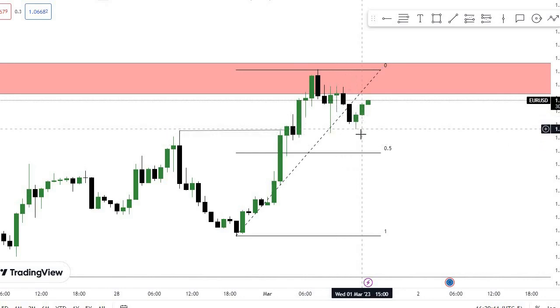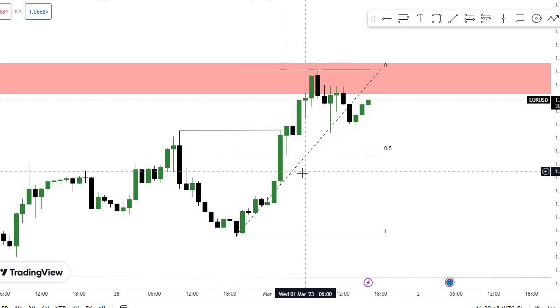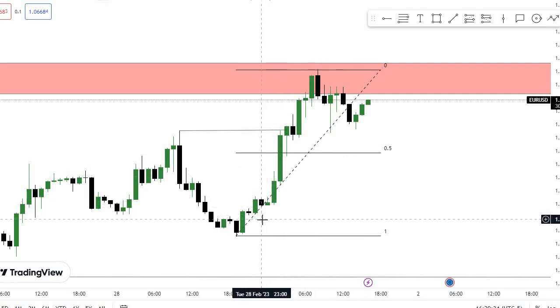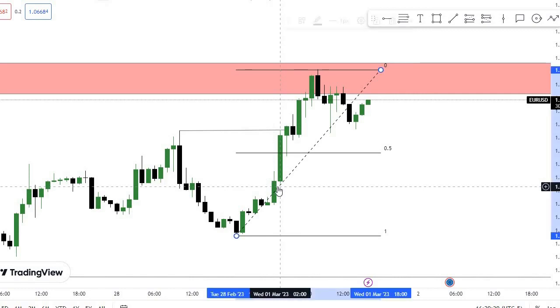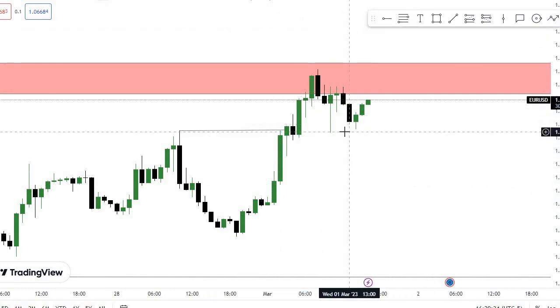Once I get short, I will be targeting at least this fair value gap here, because it is below the 50%. If I see a valid entry, I will get to here, this particular price range. So this is what I'm looking at. I'm still looking for the 1 hour to show me some displacement to the downside.